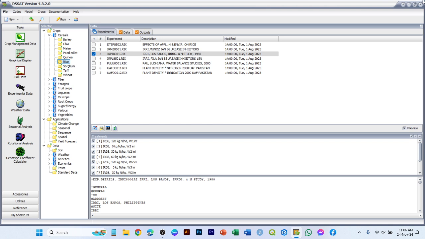But almost more than 99% of the experiments for different crops over here are Windows based, not DOS based. So you don't worry about that one. Got my point? Anything else up till now?